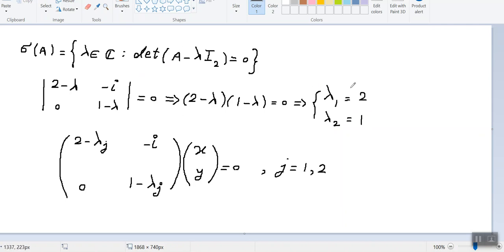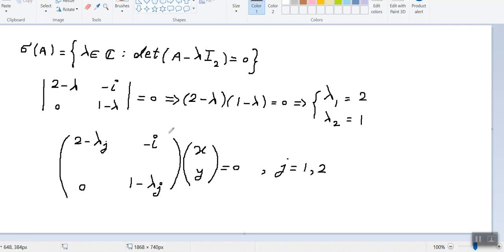Now we have to find the corresponding eigenvectors. Okay, you can see here, 2 minus lambda j, minus i, 0, 1 minus lambda j. j is 1 and 2. When j is 1, we are talking about lambda 1. When j is 2, we are talking about lambda 2. So if j is 1, we will find the eigenvector corresponding to this eigenvalue lambda 1. When j is 2, we will find the eigenvector corresponding to this eigenvalue lambda 2.